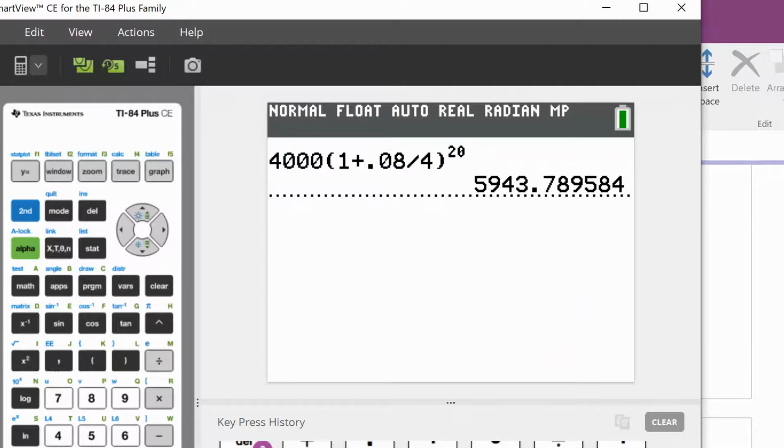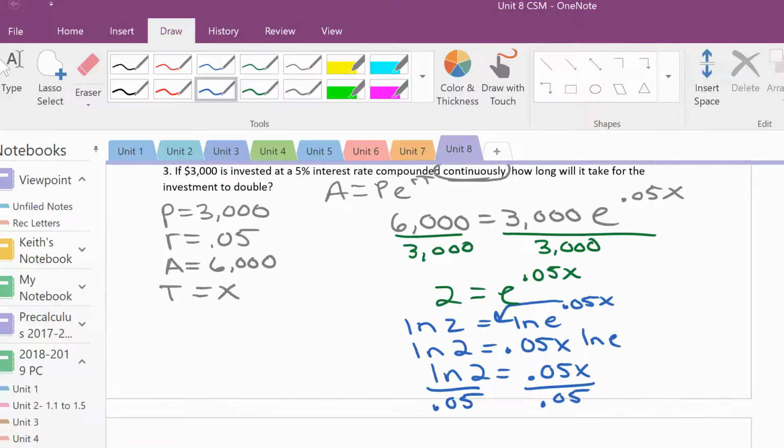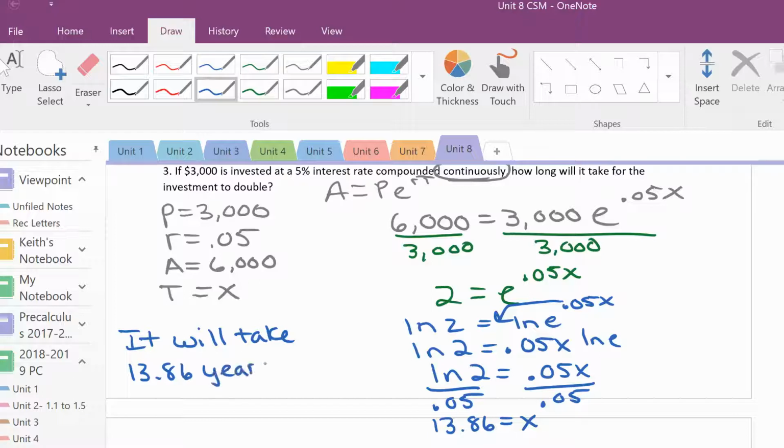So when you type this in, you get ln 2 divided by, that's a negative sign, 0.05 is equal to 13.86, so approximately 13.86 years. So it will take years to double. So almost 14 years to double.